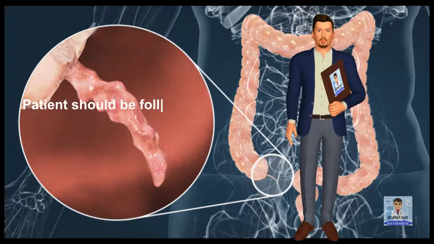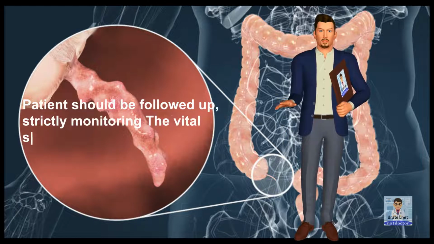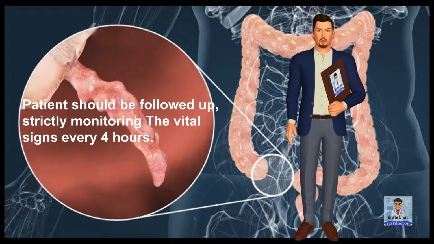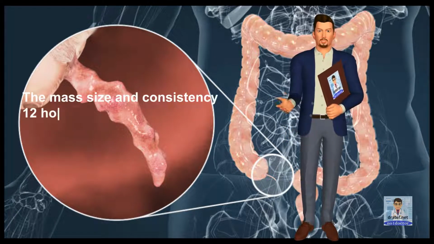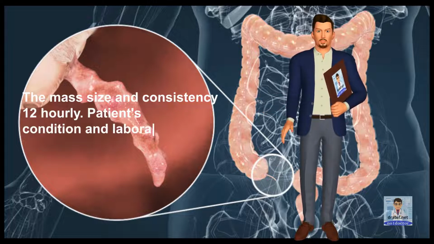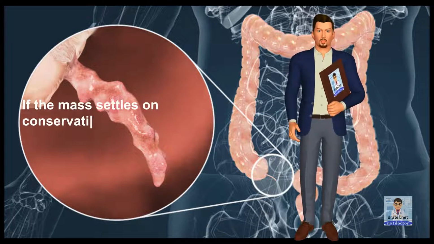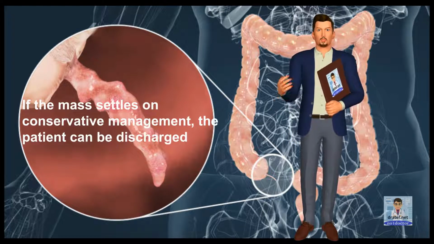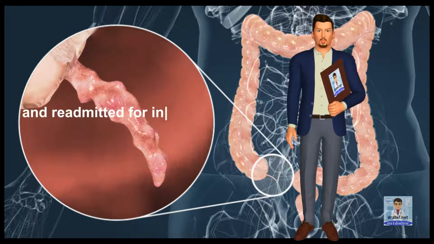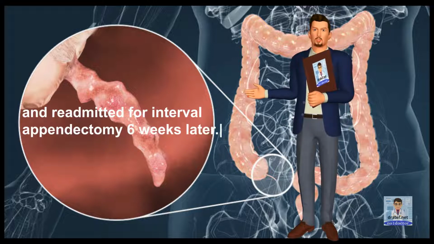Patient should be followed up, strictly monitoring the vital signs every 4 hours, the mass size and consistency 12 hourly, and the patient's condition and laboratory tests every other day. If the mass settles on conservative management, the patient can be discharged and readmitted for interval appendectomy 6 weeks later.